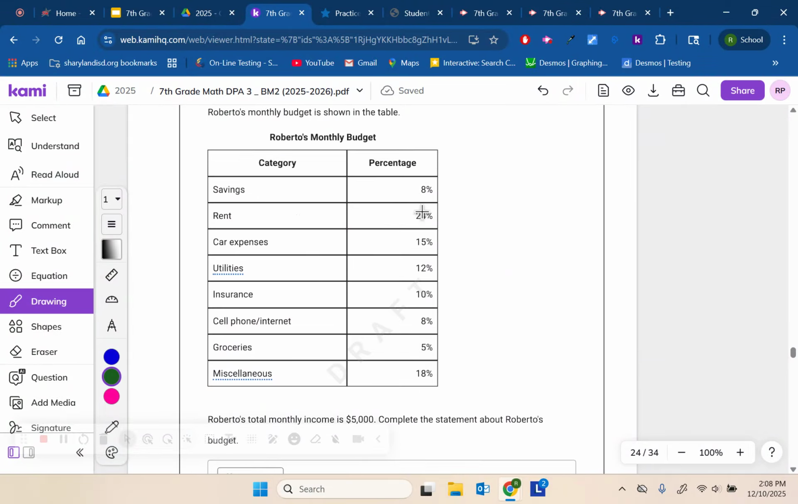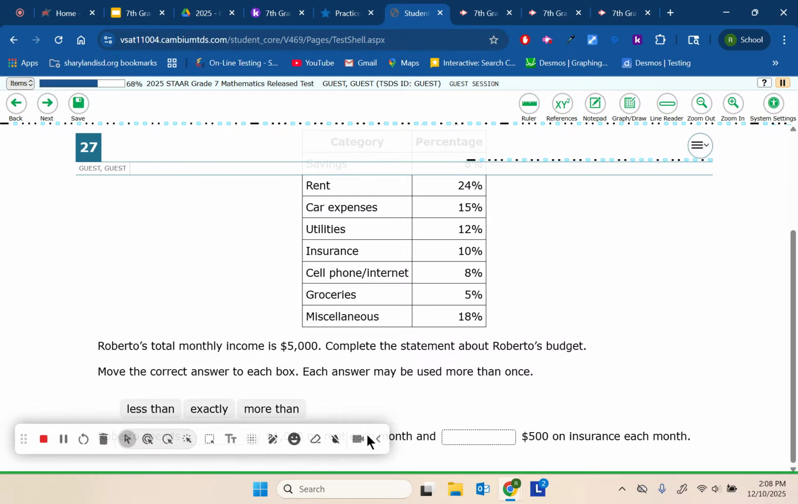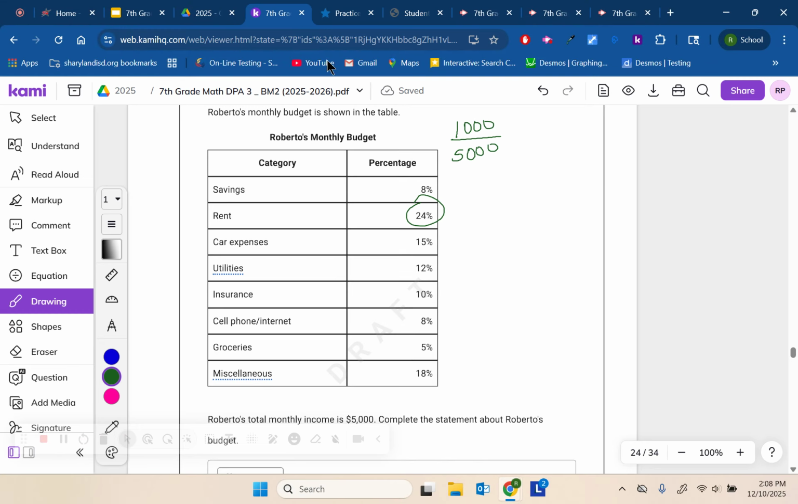So I'm spending rent is 24% of what I'm making. So it's $5,000. There's a bunch of ways you can get to this one. I know that 5,000 is my entire thing, right? If I want to compare that to $1,000, because that's what it's saying here, Roberto spends blank $1,000 on rent. Well, let's see if that matches. So I'm spending $1,000 on rent. I know this. That's a fifth of my money. Is it 24%? Let's find out.